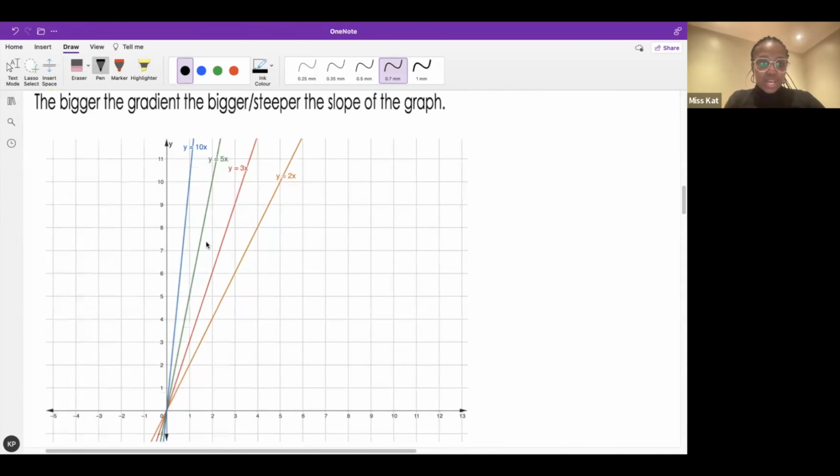The bigger the gradient of a graph, the steeper the graph is. So let's look here. I made you nice graphs over here. Which one has the biggest gradient? We have y equals 10x, y equals 5x, y equals 3x, y equals 2x. We have 4 graphs. Which one has the biggest gradient?